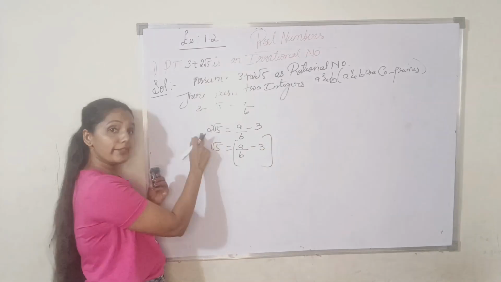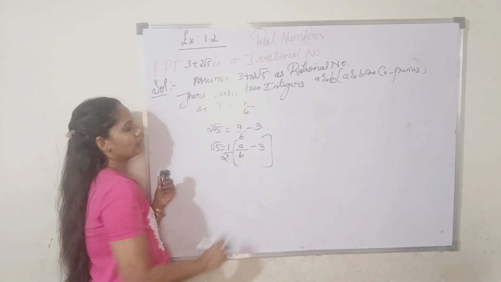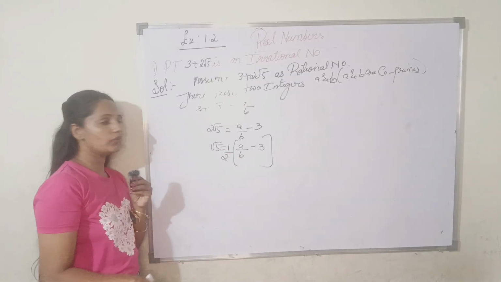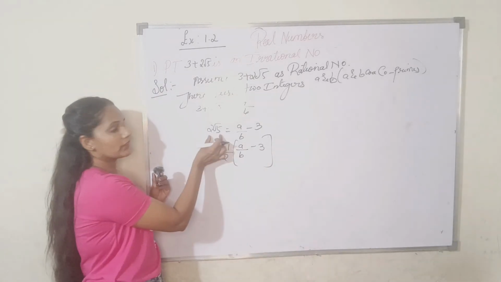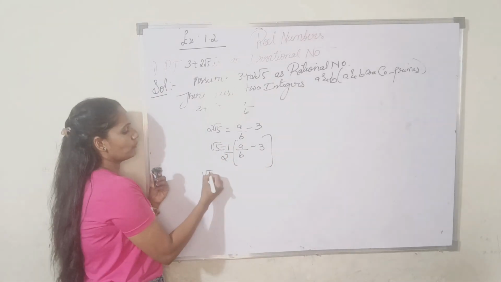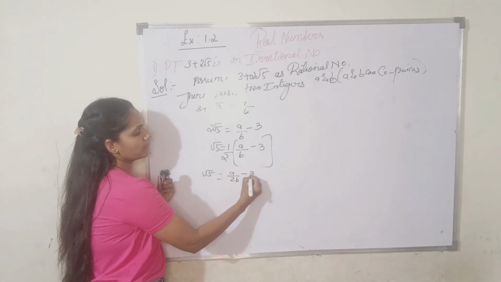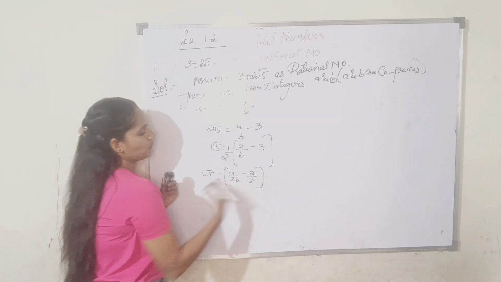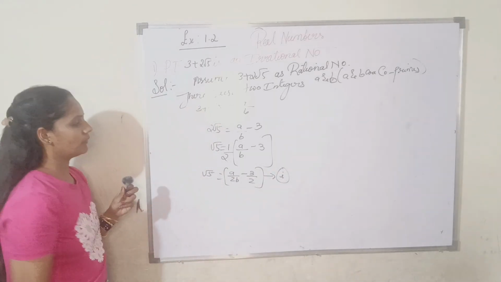As it is 2 into root 5, when the 2 goes this side, it will become the denominator. It will not be like minus 2. It is the denominator, since it's a multiplication, it's considered as a single term. So root 5 is equal to, multiply this 2 inside, a by 2b minus 3 by 2. Consider this as equation 1.